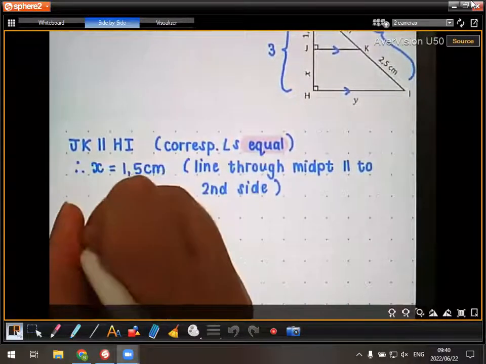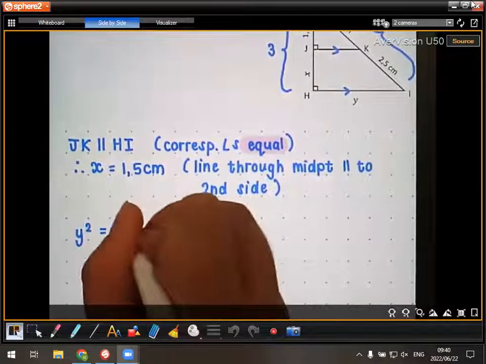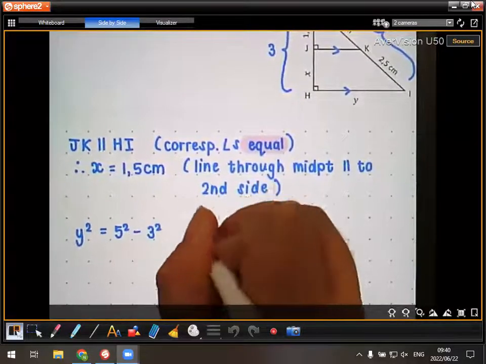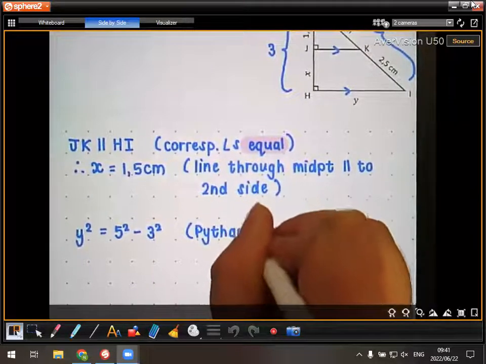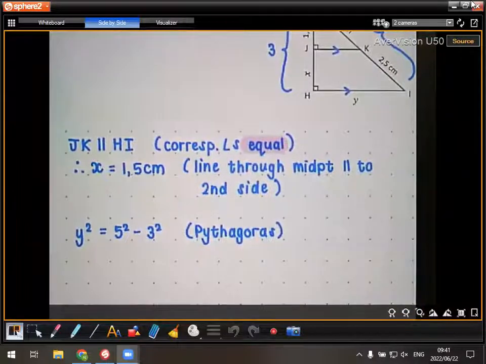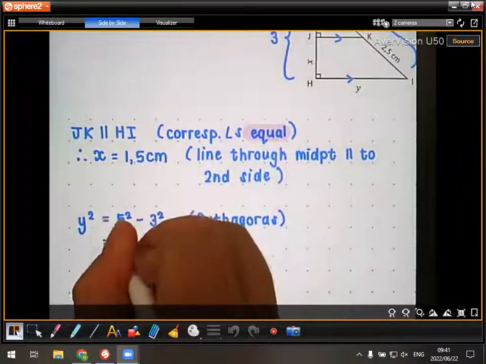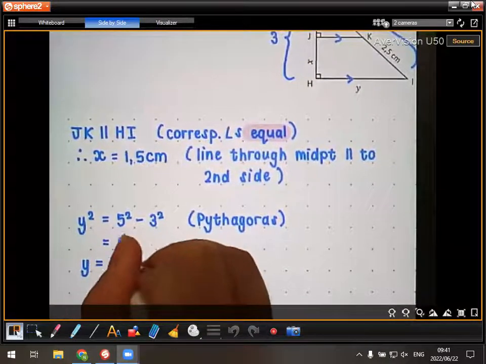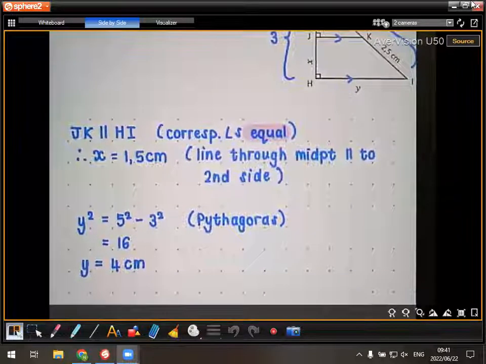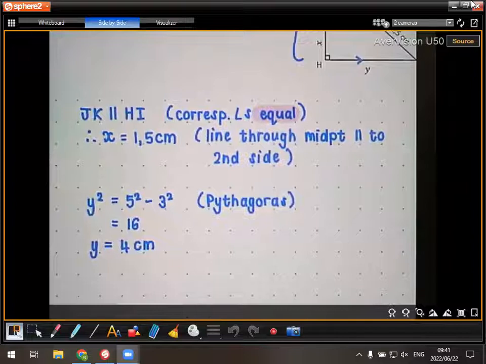So I'm going to say y squared is equal to 5 squared minus 3 squared. Remember, you have to write down Pythagoras. Or if you just know that it's going to be 4, you can write Pythagoras triple. That's also fine. So this is 16. So y is then 4 centimeters. That middle line is not necessary. You can just go straight from that to y is 4.